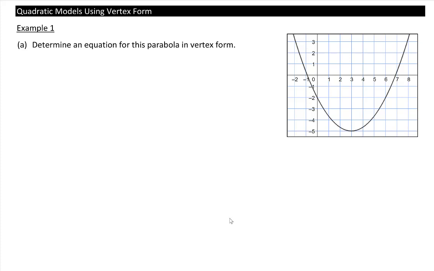Today we're going to look at quadratic models using vertex form. So we're going to start by determining an equation for the parabola in vertex form given the graph shown here.